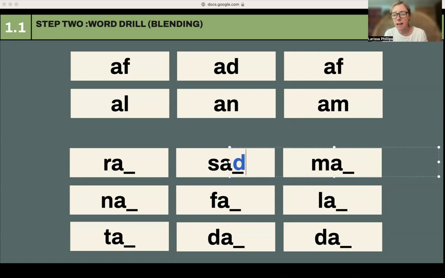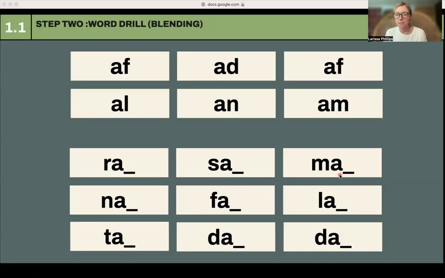Sad, sad. Okay. So you can see that if you can blend these first two sounds, you're more than halfway to being able to read the word correctly and in a way that's going to make sense to your brain to understand how to decode these words. Let's do the next one.